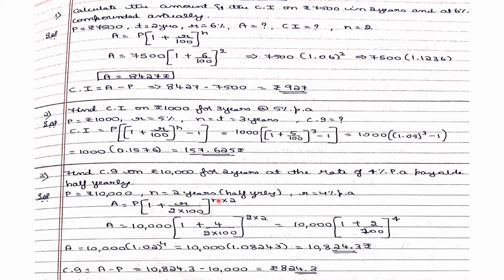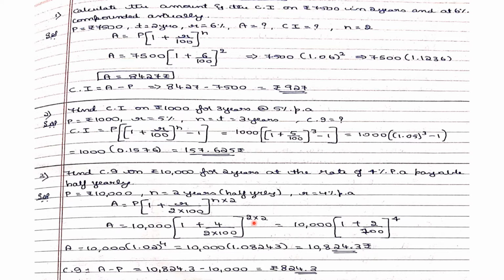So the formula is A is equal to P into 1 plus. For a normal formula you will write R by 100. If it is half yearly, you should write R by 2 into 100. Here you should write n into 2 in the power. So whatever is there, substitute here: in the place of R you will write 4 by 2 into 100, and in the place of n you will write the value that is asked, that is 2.